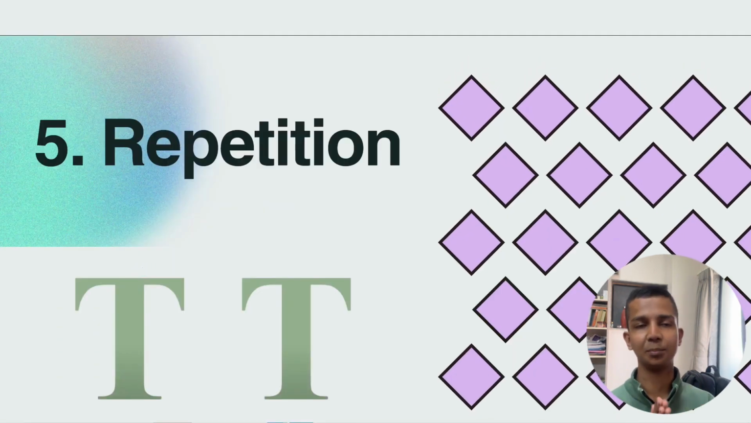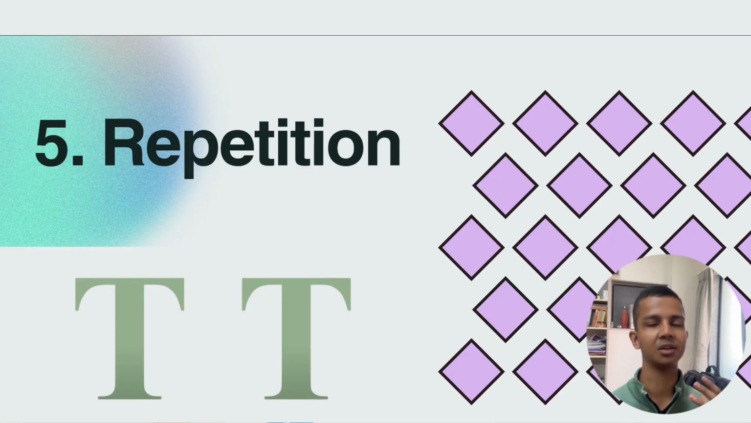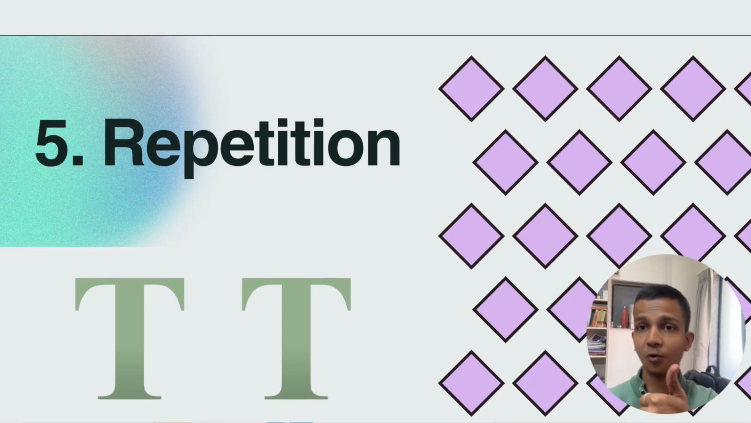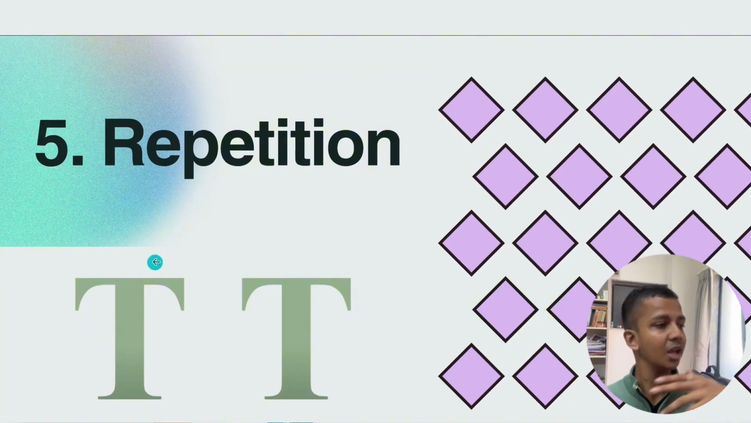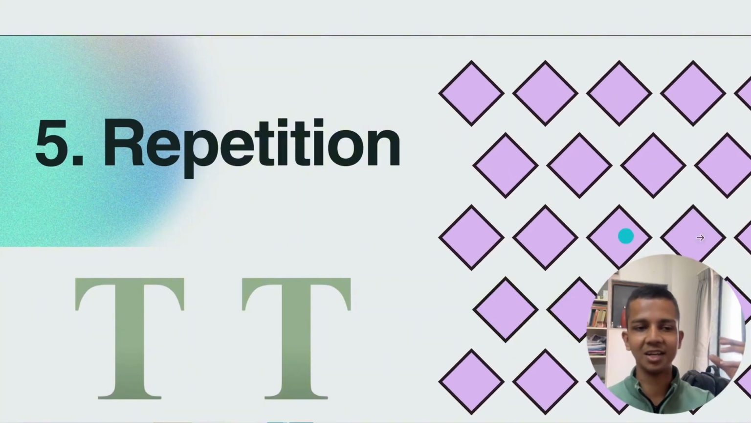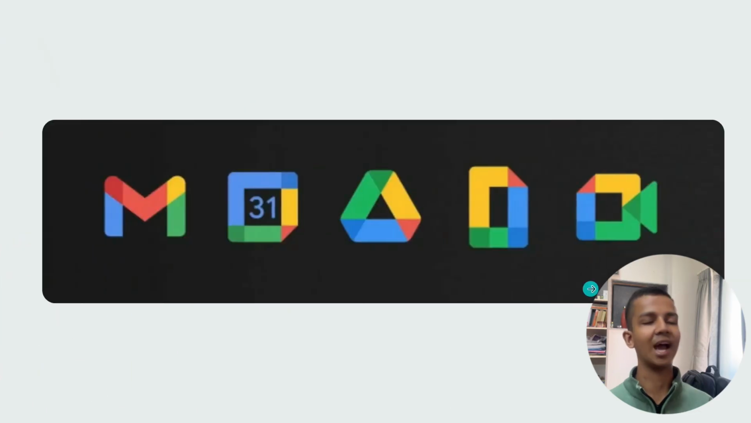Next we have repetition. Repetition simply means consistency: using the same font, the same typeface, the same color, the same elements to create that brand identity. For example, we have this classic example of Google. You can see the same red, yellow, green and blue colors being used. Also, if you look closely, the geometric shapes of the icons are similar and consistent in every icon.